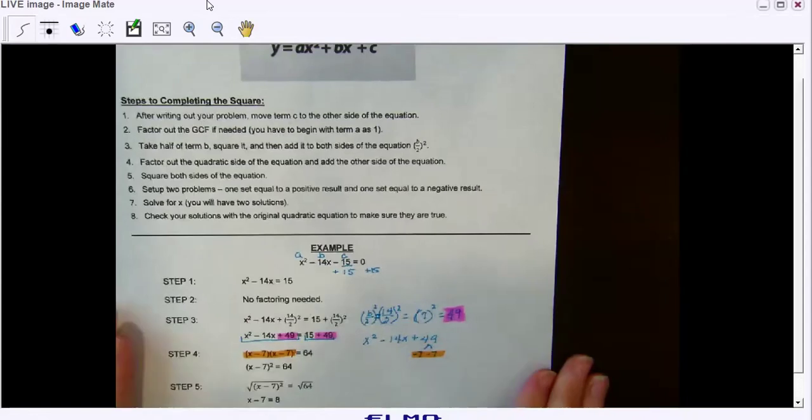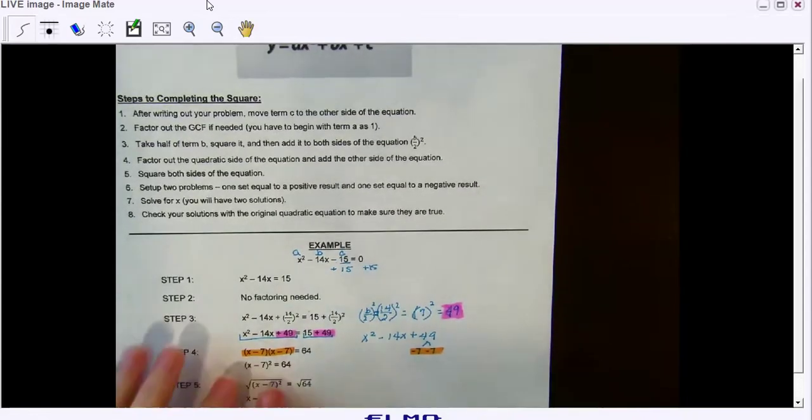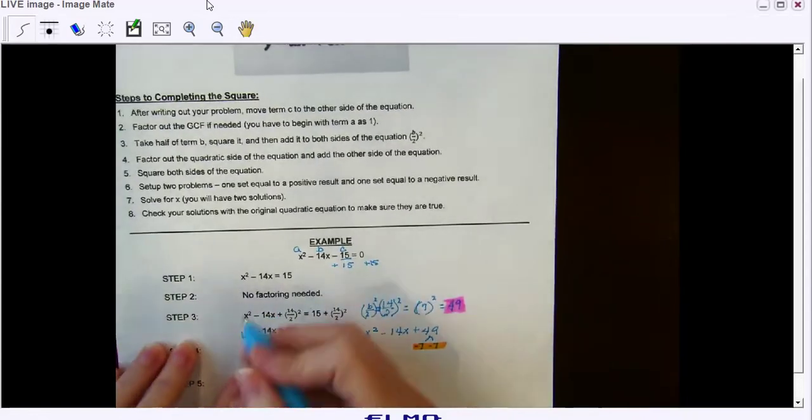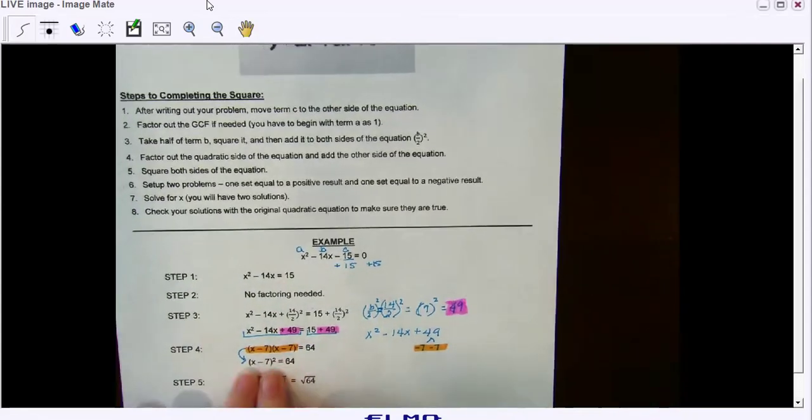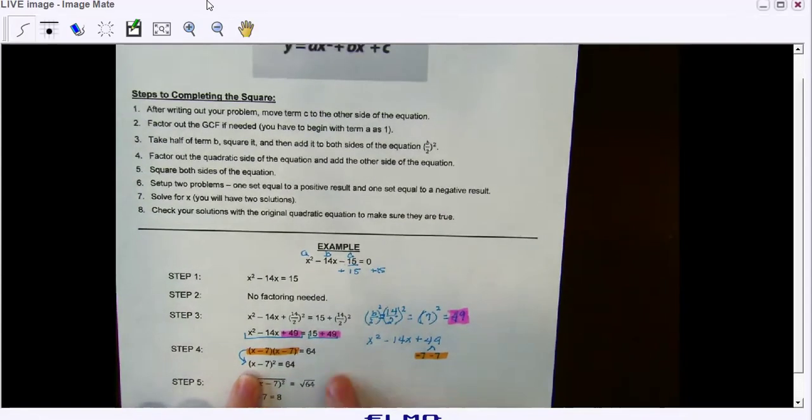So let's go over that. Oh, before we go over that, you would then set this up to x minus 7 squared. Okay. So let's go over that again. We took half of term B and squared it, and we got 49, and we added it to both sides. Then we factored this out to x minus 7 squared, and we added this to 64.